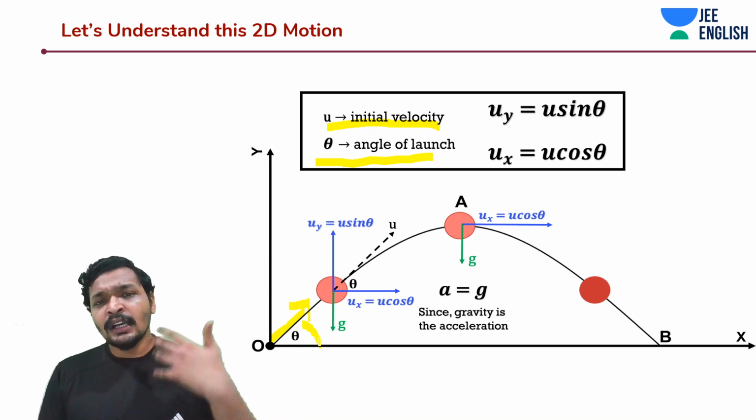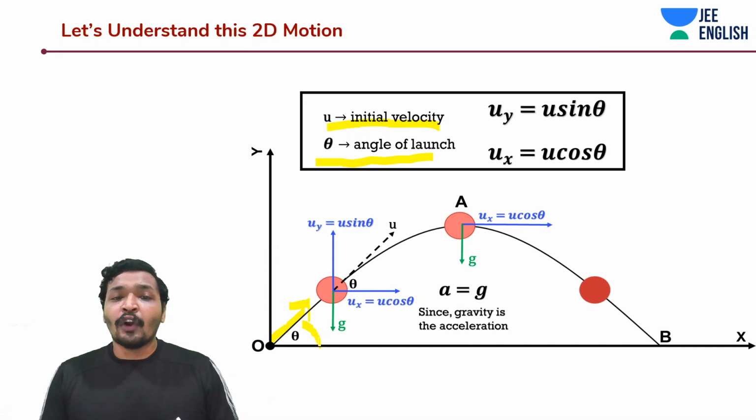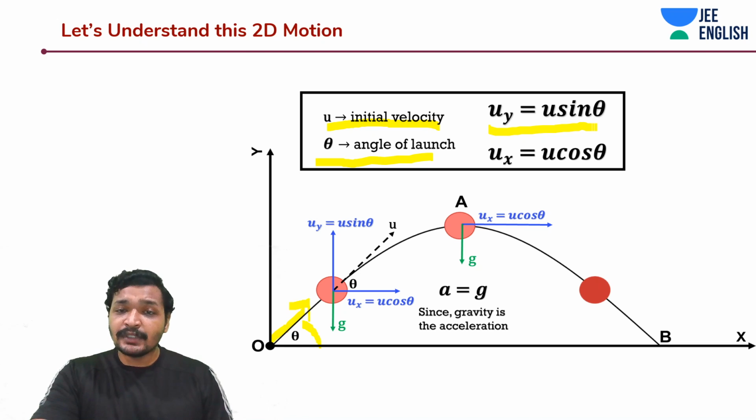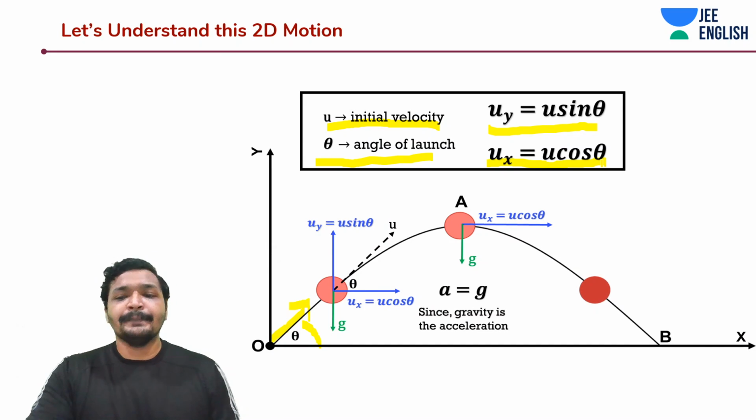In projectile motion, the object is launched with a certain initial velocity and a certain angle of launch. What would you do? You would resolve the components along the y-axis and x-axis. The initial velocity along the y-axis is u sin theta, which is going to become 0 or minimum at the peak. And the initial velocity along the x-axis, the horizontal direction, is u cos theta, which remains constant in the case of a level plane projectile motion, a non-inclined projectile motion.